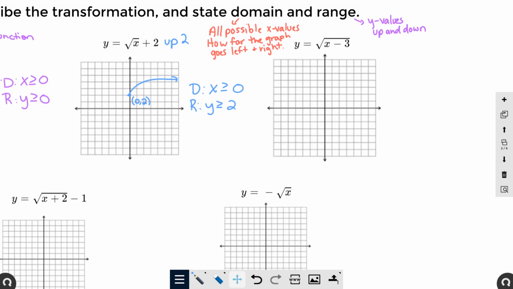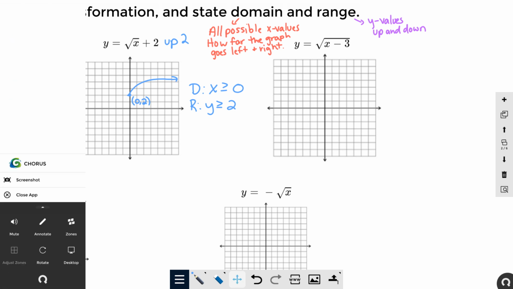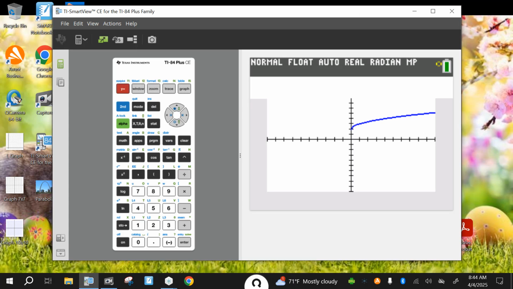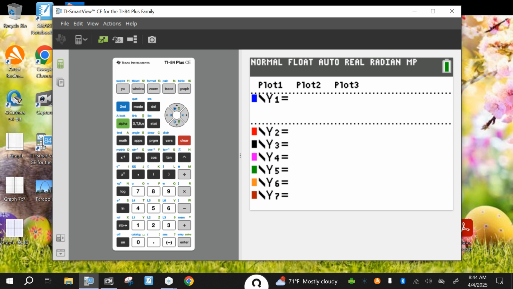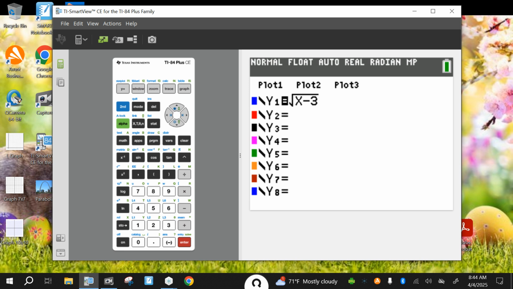Now, the next one, we have a 3 under the square root. So let's figure out what that does. So y equals square root of x minus 3. Now, first, we should probably graph it in our calculator. So I'm just going to clear that out and do square root of x minus 3, but now I want to make sure my minus 3 is under the square root or in the parenthesis.